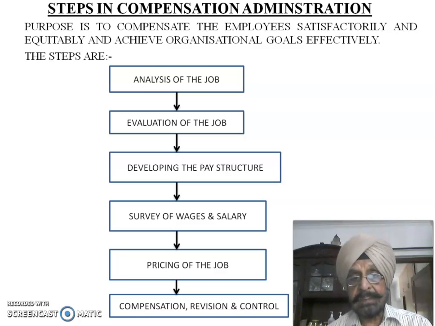So I'll just go over these steps once again. For steps in compensation administration, the main purpose is that employees are satisfactorily and equitably compensated, so that the goals of the organization are met. The first and foremost step is analyze the job, then evaluation of the job, developing the pay structure, survey of the wages and salaries, pricing of the job and compensation, and if required then revision and control. So remember these 6 steps for compensation administration. With this we complete the chapter on compensation.